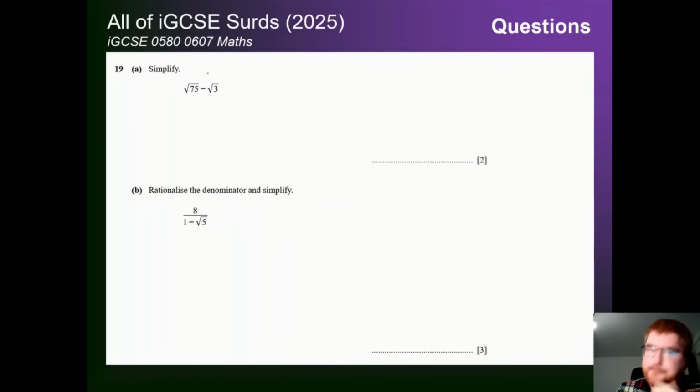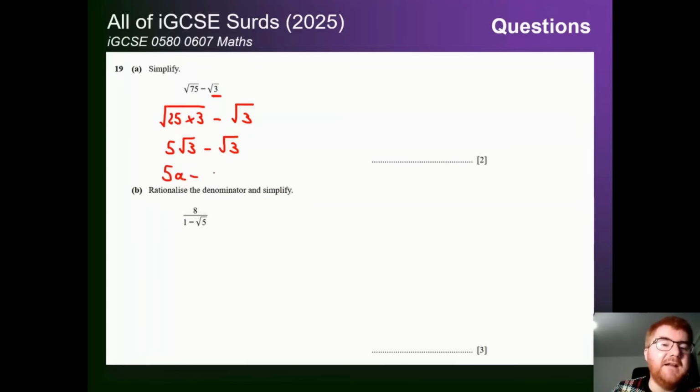Notice root 3 can't really be simplified here, but we can simplify the root 75. Notice we already have a 3 here, so I am thinking to myself, what do I multiply 3 by to get to 75? Aha, a square number, 25. So we can simplify the first term here. Root 25 is equal to 5. So we get 5 root 3 minus root 3. Just be careful at this point. This is the same as doing 5a minus a, which would then give us 4a. So 5 root 3 minus 1 root 3 essentially is equal to 4 root 3.